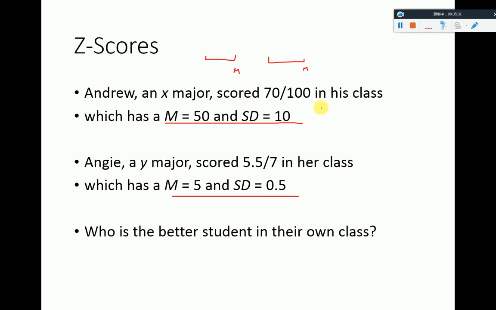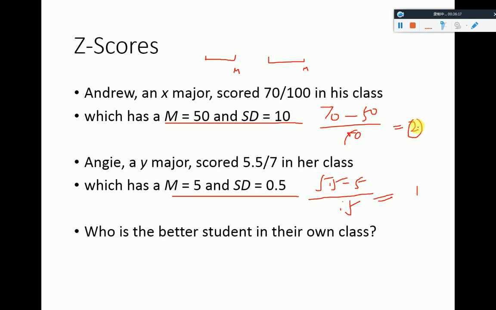So the z-score for Andrew will be, that's the value we're going to convert, so that's x. And we know the mean is 50. And we know the standard deviation is 10. So what's the z-score? 70 minus 50, that's 20. 20 divided by 10, 2. What about Angie? That's Angie's score. That's Angie's class mean. That's her standard deviation. So 5.5 minus 5, that's 0.5. 0.5 divided by 0.5, that's exactly 1.